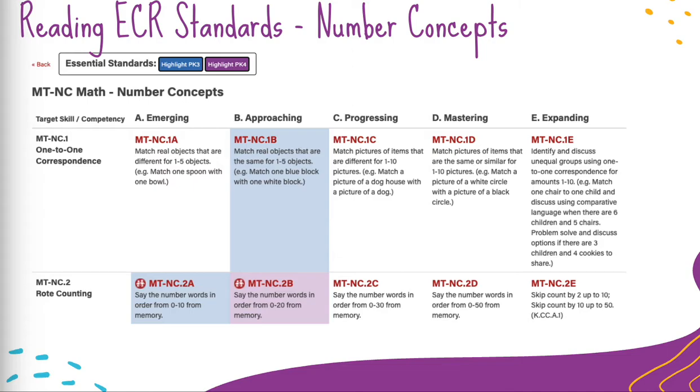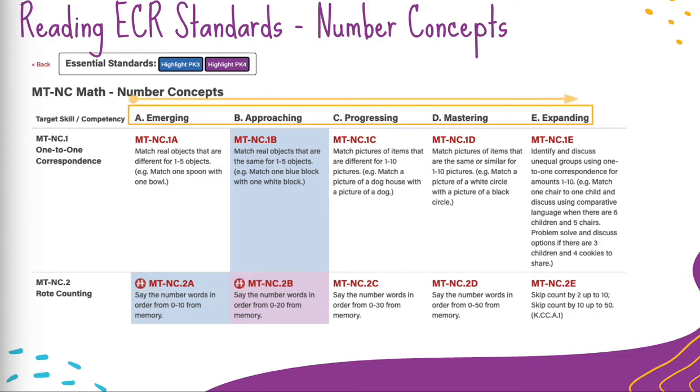Each ECR standard has 5 performance indicators that break down standards and concepts and discrete skills, from A, which is emerging, to E, which is expanding. In general, both standards and performance indicators increase in difficulty and complexity as you read from left to right and top to bottom. Level E is often similar to a kindergarten standard. Finally, ECR essential standards are highlighted in blue for pre-K 3 and purple for pre-K 4.